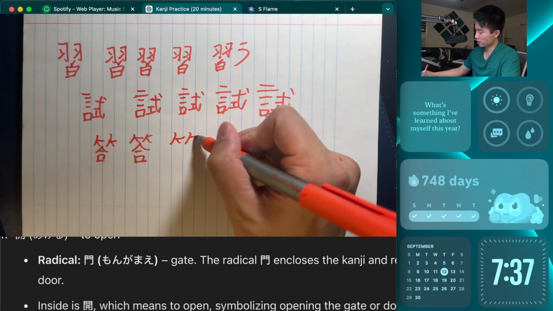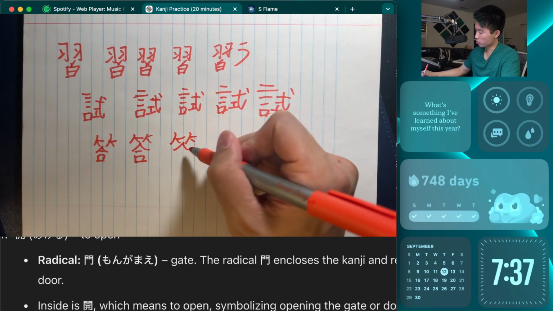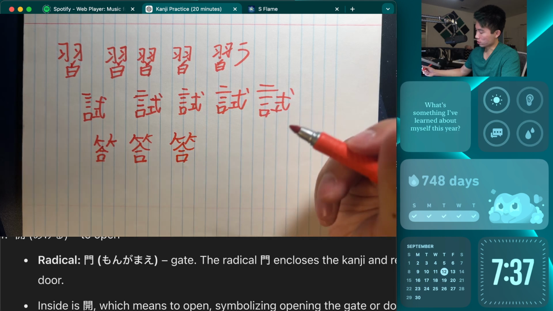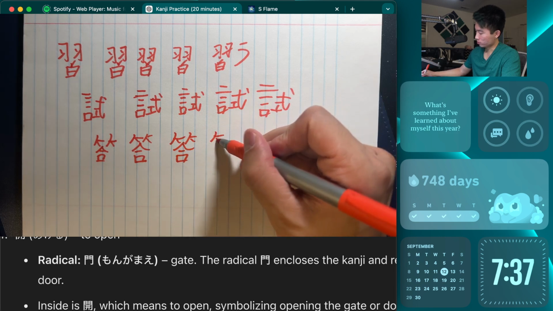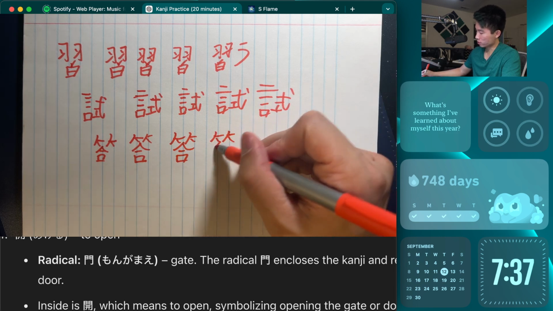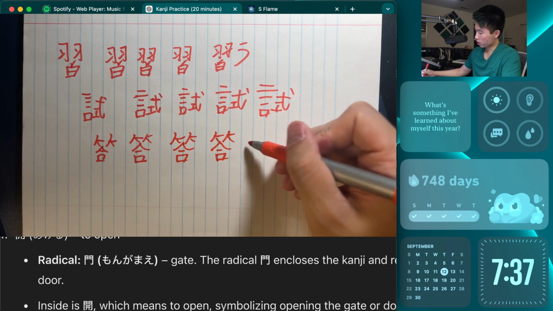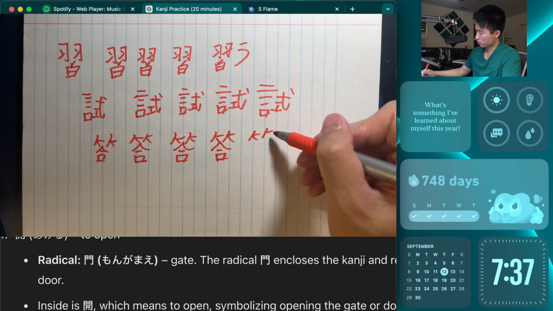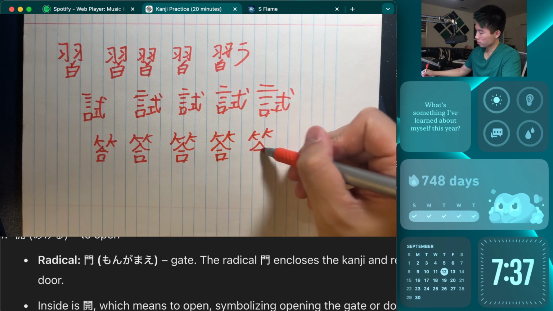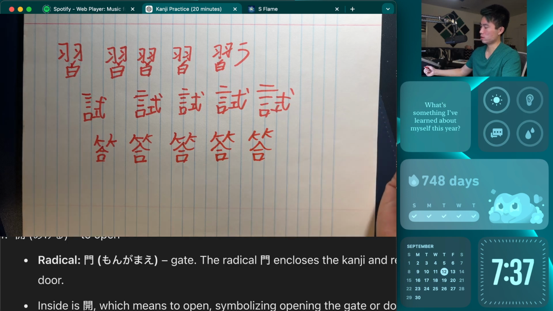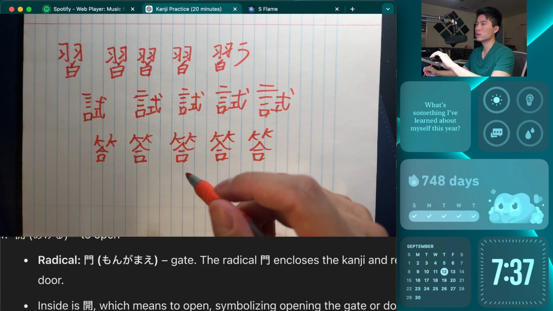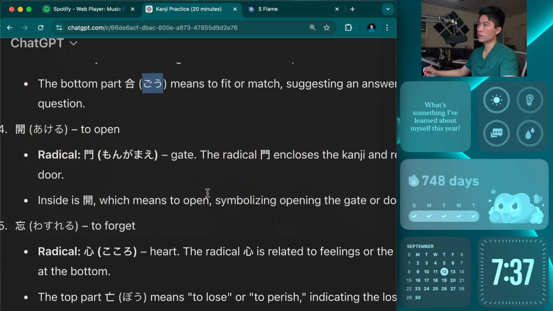So it's sort of like I'm imagining the bamboo as the answer and then as the medium for the answer, and then the thing on the bottom as the thing that matches. Okay. And then we have akeru. Akeru is something I already am familiar with because I see it in the showers in Japan all the time.